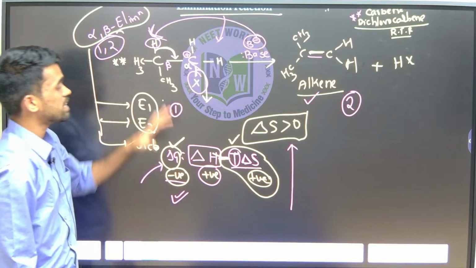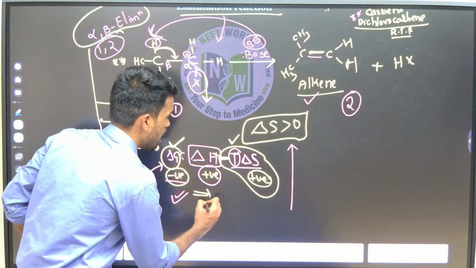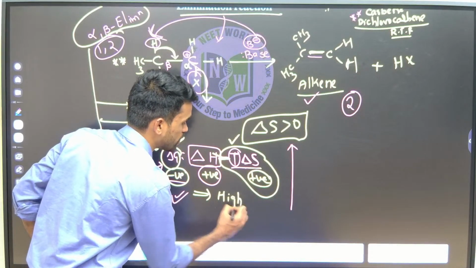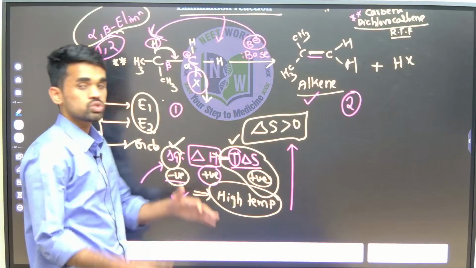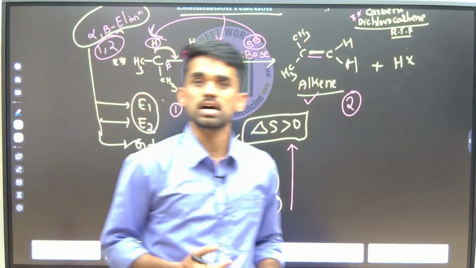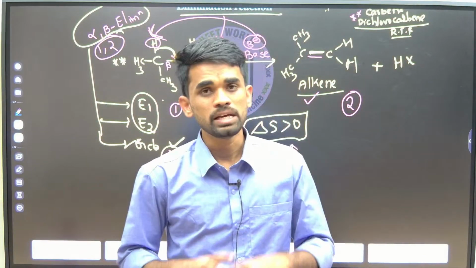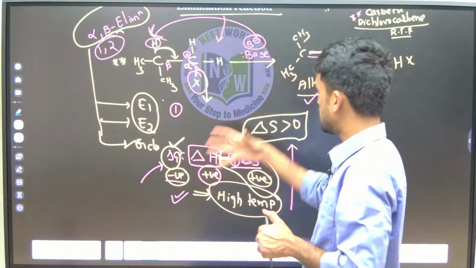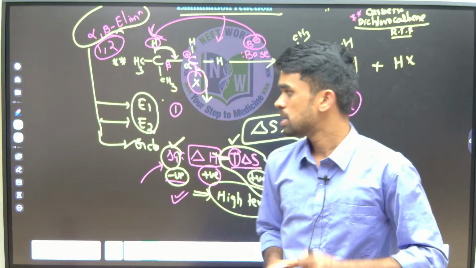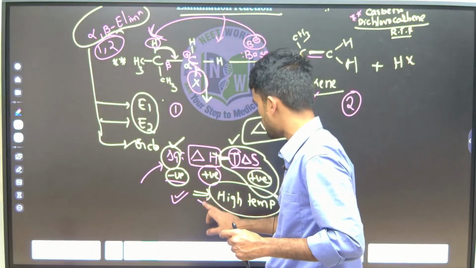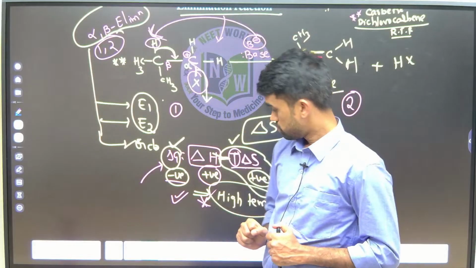Okay, so it means elimination reactions are favored by high temperatures. What will it be favored by? It will be favored by very high temperature. Normally, substitution reactions happen even at normal temperature also, but elimination reactions are more preferable at high temperatures. Remember this factor, very important factor it is. Okay, next.